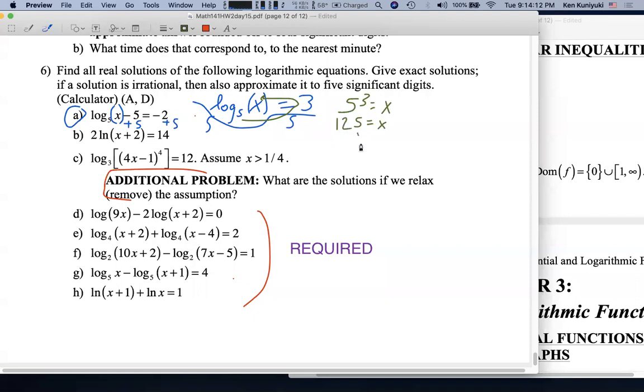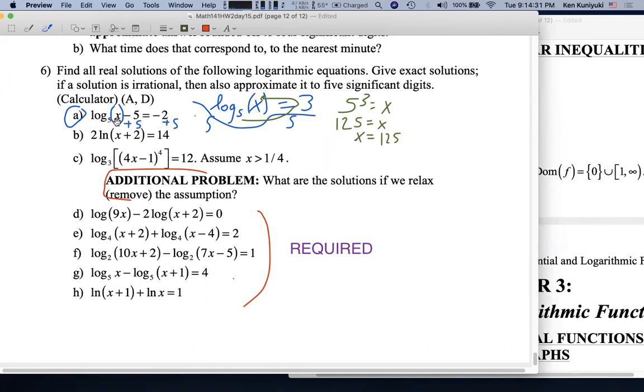Okay, I can turn it around, but bear in mind, we should check, right? If you plug in 125 here, 5 to the what is 125? That's 3. So 3 minus 5 is -2. It checks out.